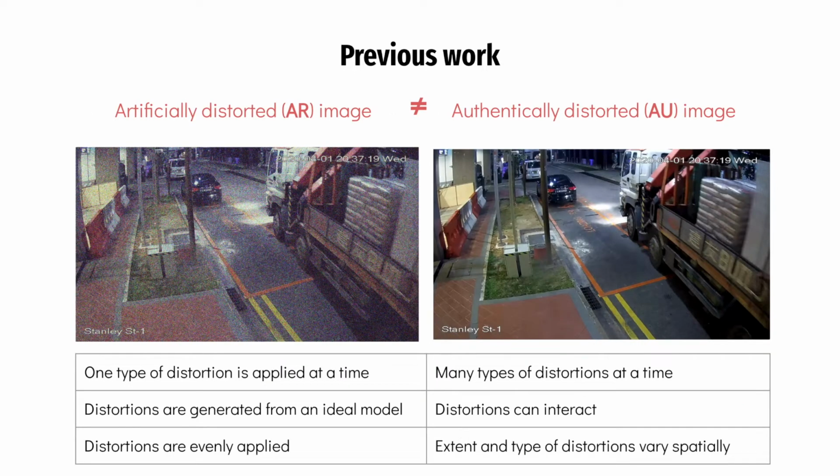However, artificially distorted images are not the same as authentically distorted images. We shall call these AR and AU for short. In AU images, the distortions are due to factors like environmental conditions, the type of camera, and the actions of the photographer. These do not follow the ideal distortion model that is generated by computers.